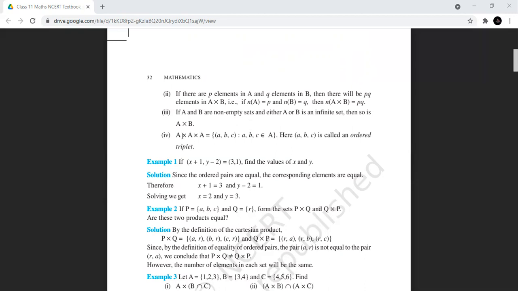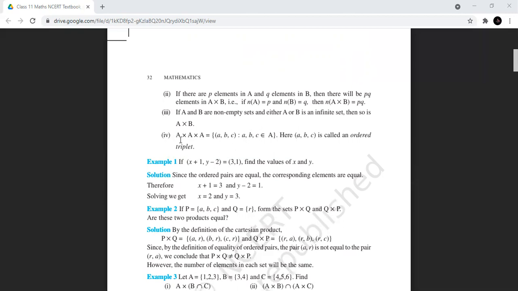Okay. Now it's not only that we can find the Cartesian product of two sets. We can find it with more, like they have done here in the fourth remark, A cross A cross A. When there were two sets, we got an ordered pair. Now here there are three sets, so the entries will come out to be triplets.